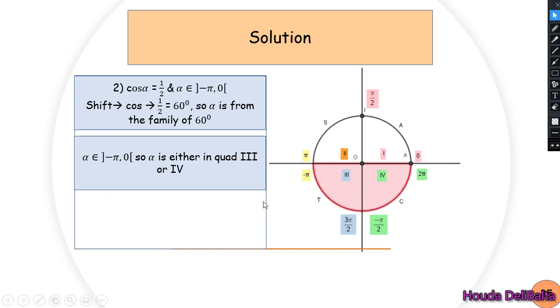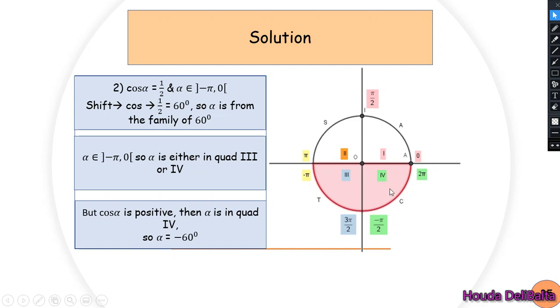To sum up my answer, I notice the sign given here. Cosine of alpha has a positive sign. So I'm surely in quadrant 4, because in quadrant 4 cosine is positive, while in quadrant 3 cosine is negative. Now, what's the member of the family of 60 that is in quadrant 4? It is minus 60, and by this I sum up that alpha is equal to minus 60, and I make sure that minus 60 belongs to the interval between minus 180 and 0.